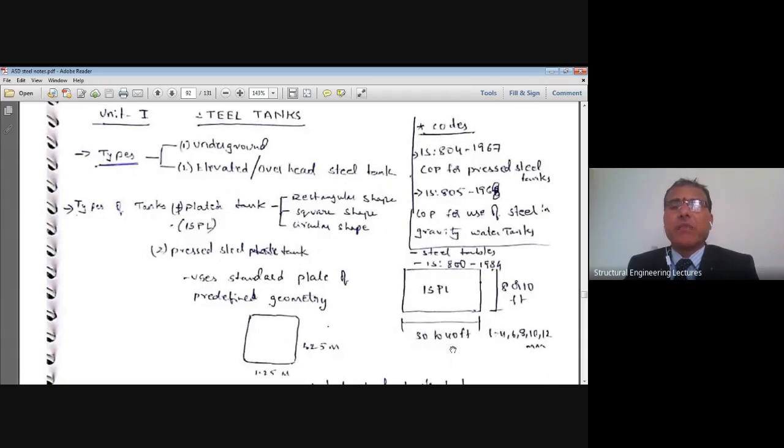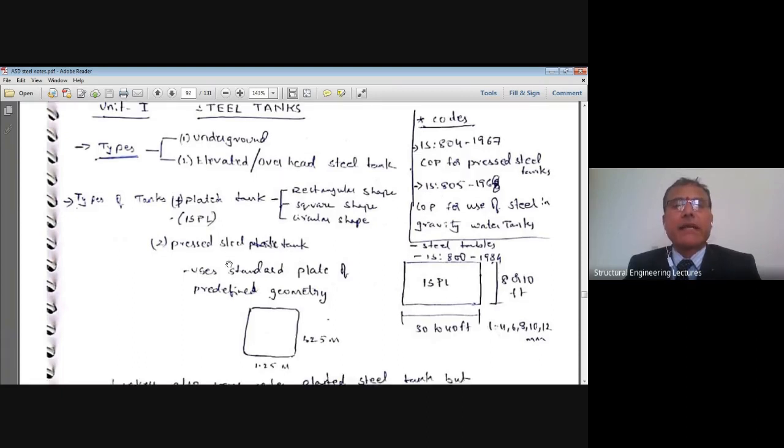Their size, keeping in view the transportation restriction, may be 30 to 40 feet, or some 13 to 15 meters long, and the width 8 to 10 feet, maybe around 2.5 to 3 meters. That is the Indian Standard plates. Using those Indian Standard plates, we can manufacture either rectangular, square, or circular plated tanks, or the tanks may also be pressed steel tanks.